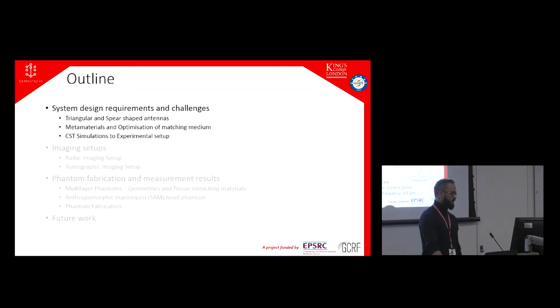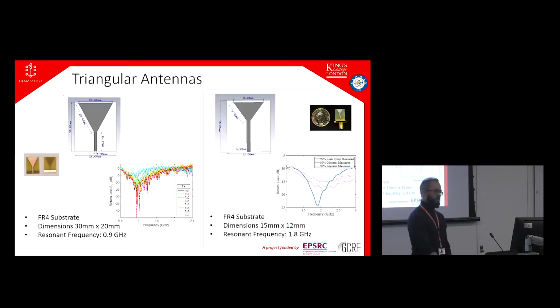So I'm going to introduce the antennas that we've designed so far. We've designed three different antennas for this application: two triangular printed patch monopole antennas and a spear-shaped antenna. We've measured the results. The larger triangular antenna, which is about 24 by 30 millimeters, operates best at the frequency 0.9 gigahertz. The smaller antenna, when immersed in 90% glycerol, operates best at 1.8 gigahertz, and it's almost half the size of the larger antenna.